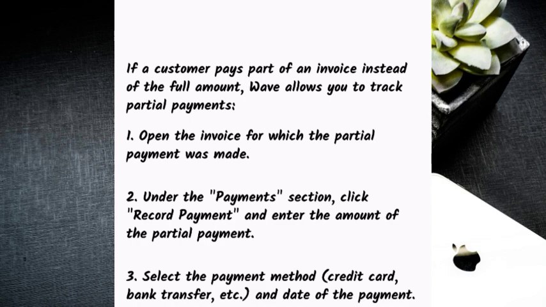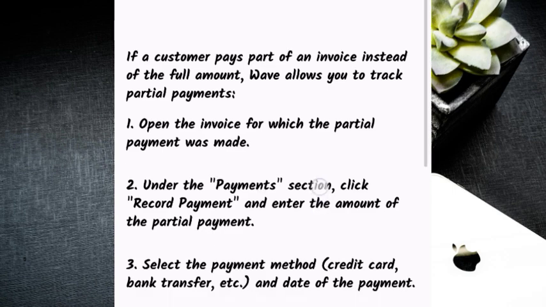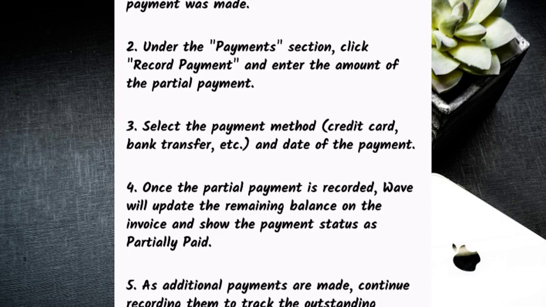First, you're going to open the invoice for which the partial payment was made. And then under the payments section, you want to click record payments and enter the amount of the partial payment. Next, you're going to select the payment method, credit card, bank transfer, or whatever. And you're also going to need to enter the date of the payment.